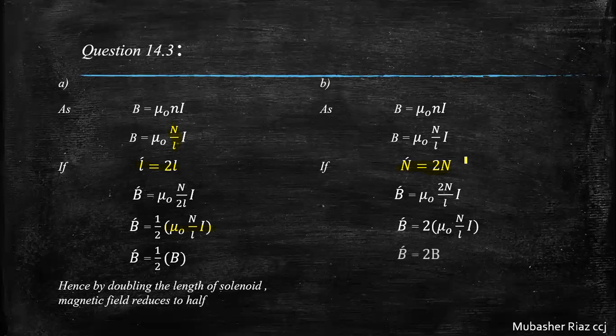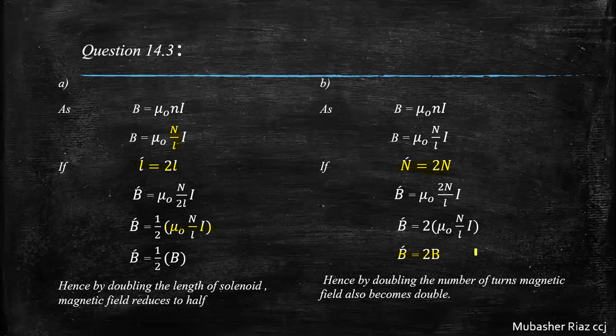So B prime becomes equal to 2 times the actual magnetic field. So this is the result. Hence, by doubling the number of turns, the magnetic field also becomes double. But by doubling the length of the solenoid, the magnetic field reduces to half.